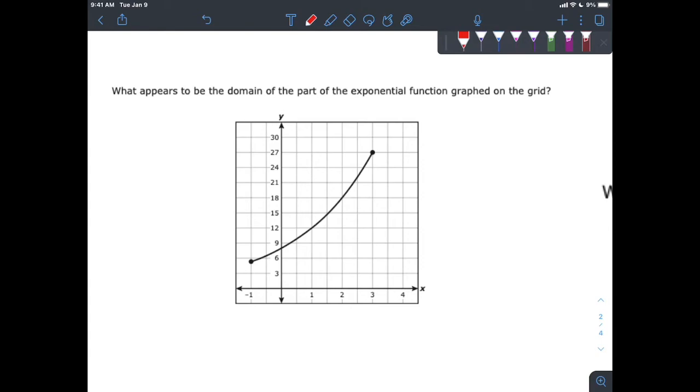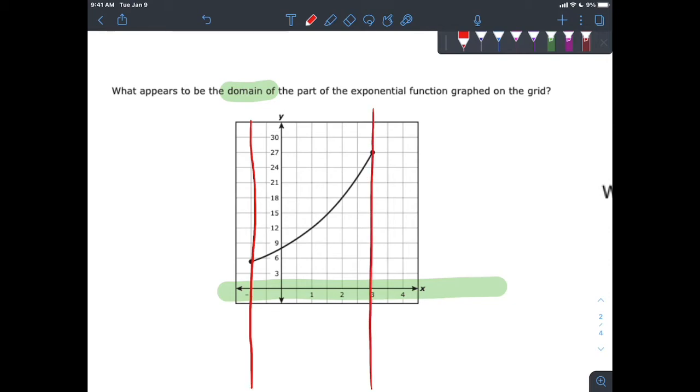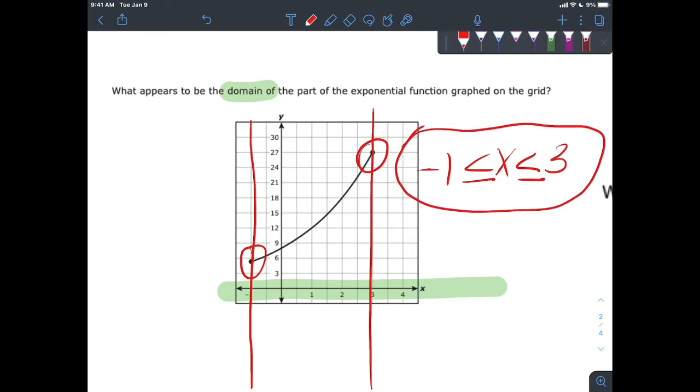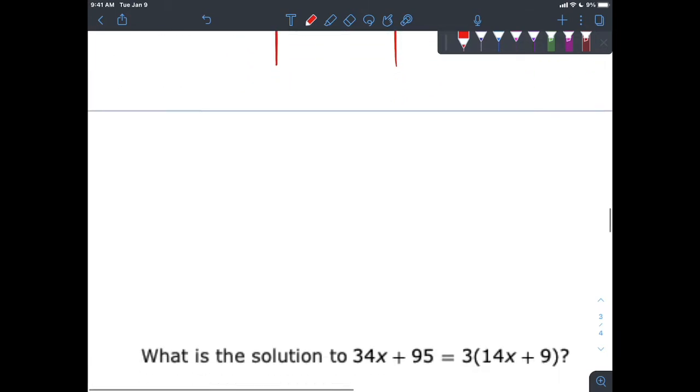What appears to be the domain of the exponential function graphed in the grid below? So they are asking me about domain. Whenever I hear domain, I immediately say, okay, I need to deal with my x's. I see that this is a continuous function, so I'm going to write this out. I see it starts at -1, the dot is filled in. I see it goes all the way up to +3, the dot is filled in. Here is my domain. I'm done. Next one.